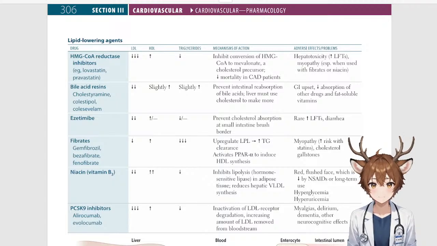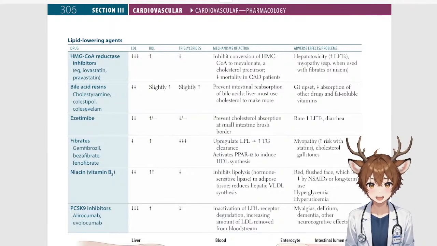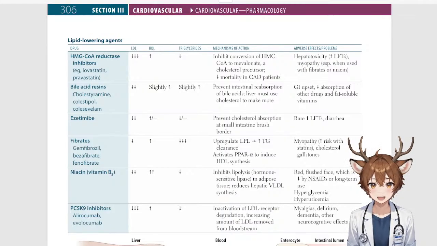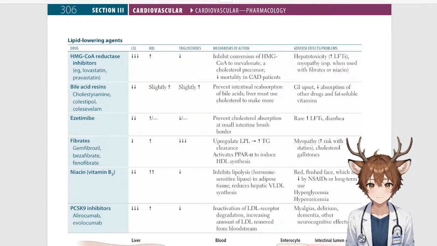Adverse effects: it can cause myopathy, with increased risk with statins. Cholesterol gallstones via the inhibition of cholesterol 7 alpha hydroxylase. Okay.